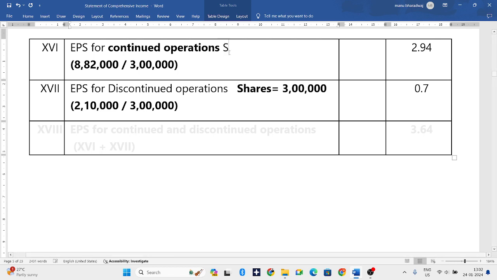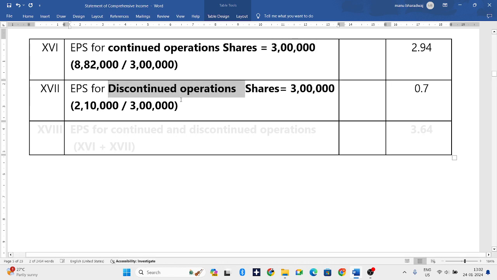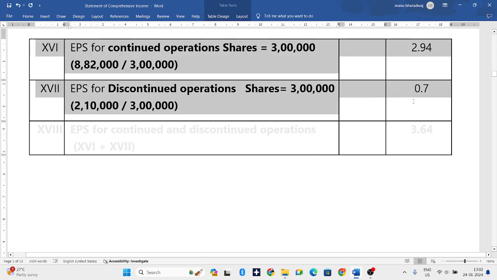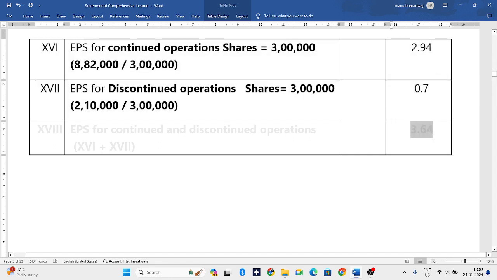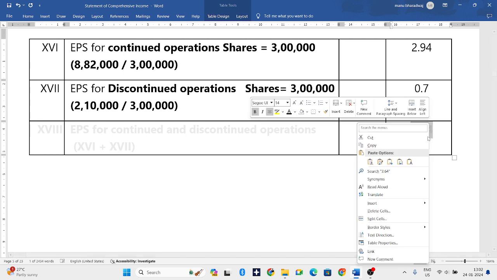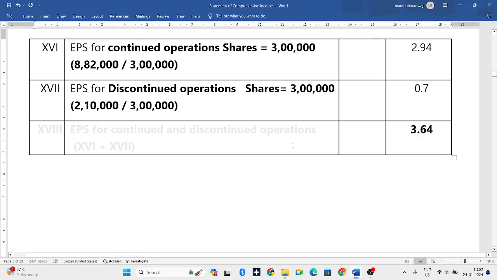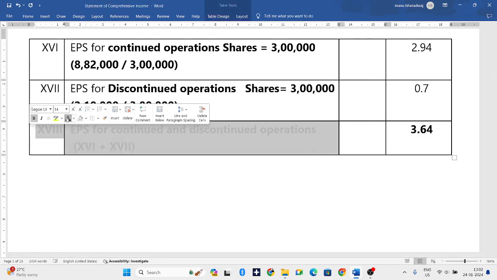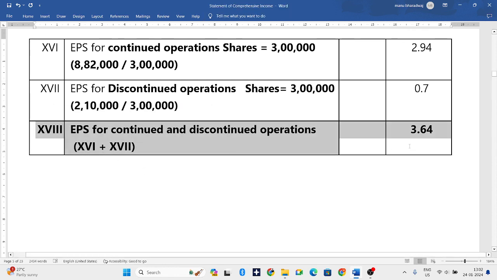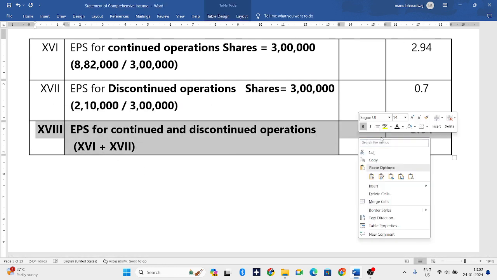The company has 3 lakh shares, so we are dividing it by 3 lakh. Now total up this EPS for continued operations and EPS for discontinued operations, and you will get 3.64 rupees. That will be total EPS, or EPS for continued and discontinued operations.